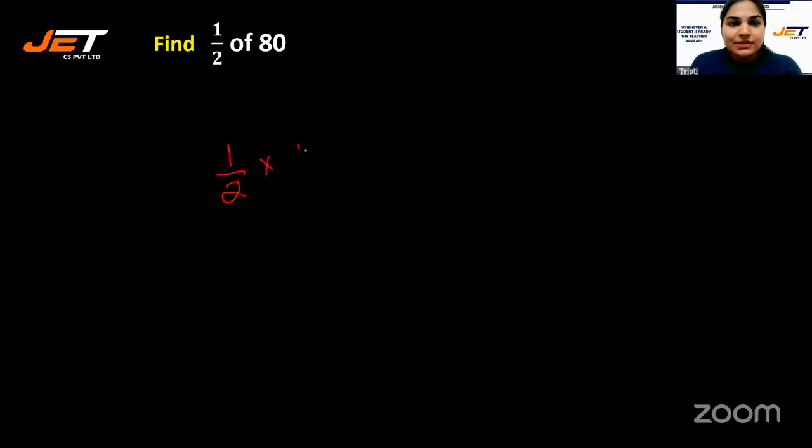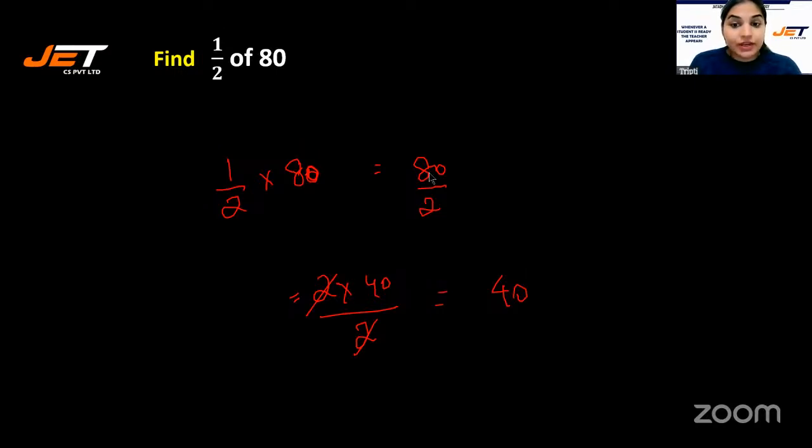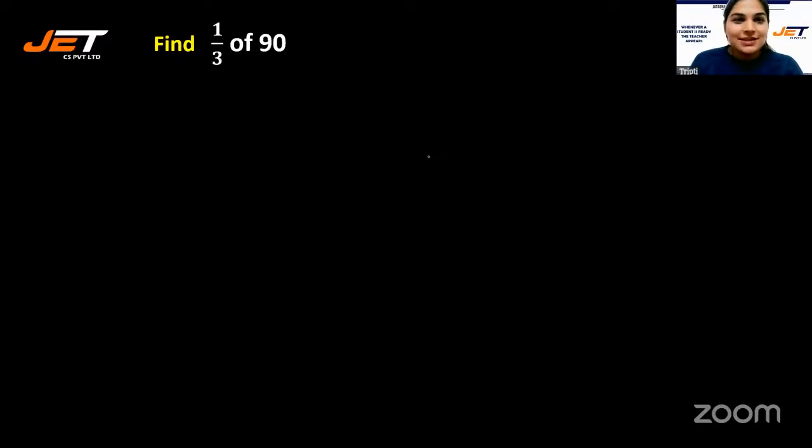Okay, so I hope it's done. Here, 1 by 2 of is times. This is 80 by 2. So 80 can be written as 2 times 40 in the denominator 2. Cancel, cancel 2. 40 is the answer. You can also say half of 80 is 40. Vaishnavi, very nice. Good. That's the right answer. I can see the live chat.